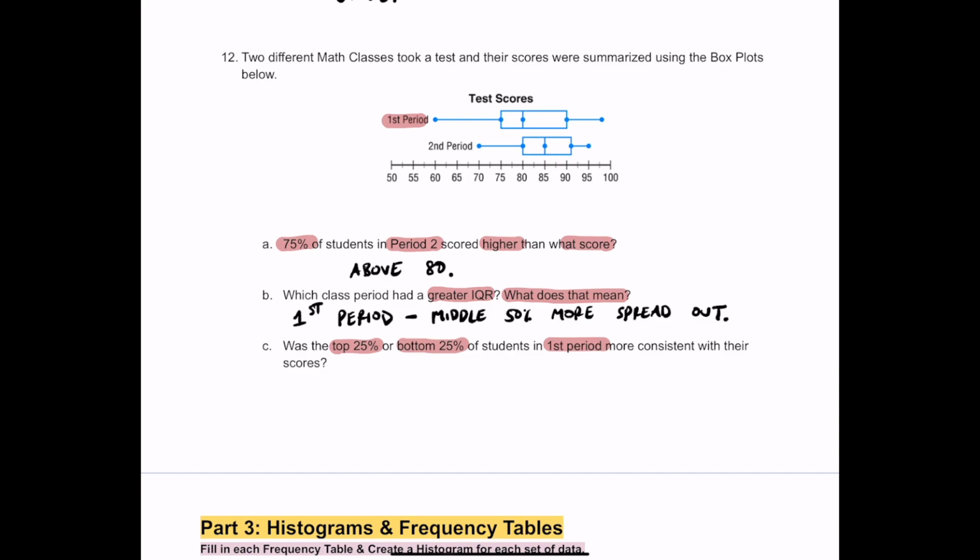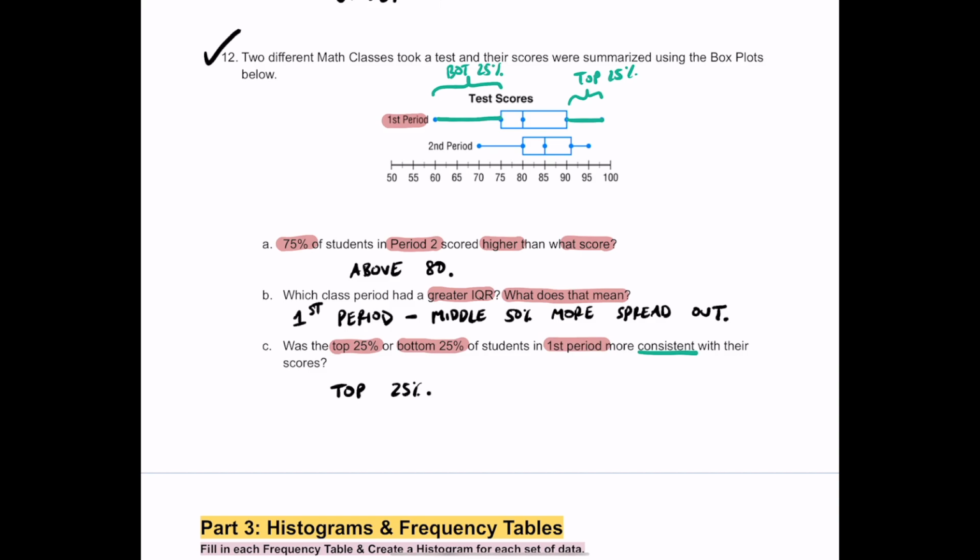Okay, so top 25% was here. And the bottom 25%, I'm going to put bot for bottom. Bottom 25% was right over here. So who is more consistent? Well, we're seeing which one has a greater variability, which one's more spread out, right? So if you see this distance here, this looks like a greater range, and this looks like a shorter range, more concentrated. So more consistent, I would say it's the top 25%. All right, their scores were closer together on average. Top 25% were more consistent.